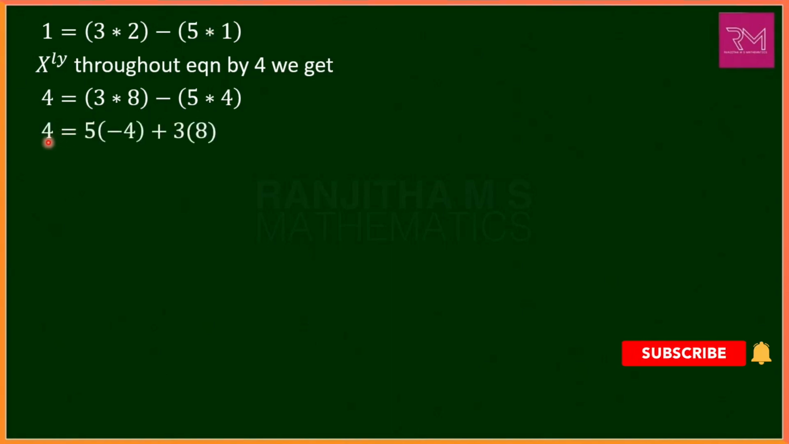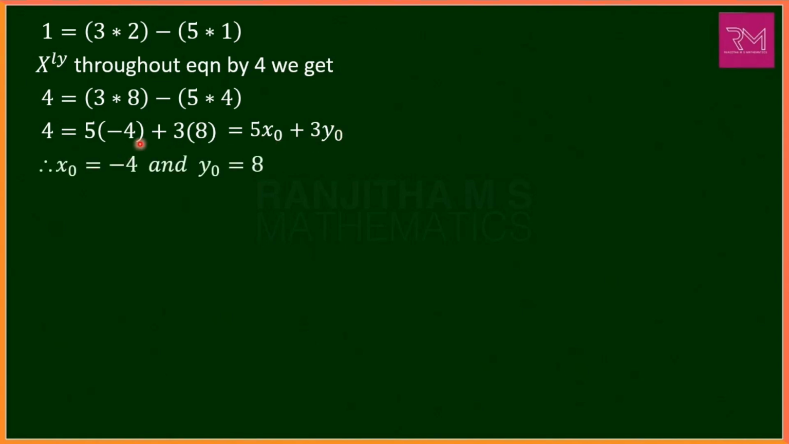Next step, we can take this as 4 equals, multiplying the minus inside the bracket, 5 into minus 4 plus 3 into 8. So we can conclude this is of the form 5x naught plus 3y naught. Comparing this to the equation, x naught is minus 4 and y naught is 8. So this is a particular solution for the linear Diophantine equation.